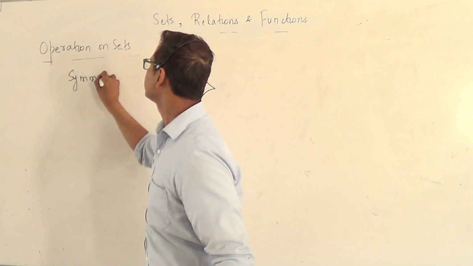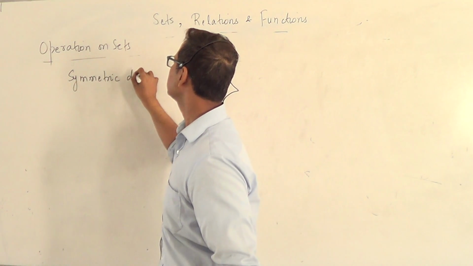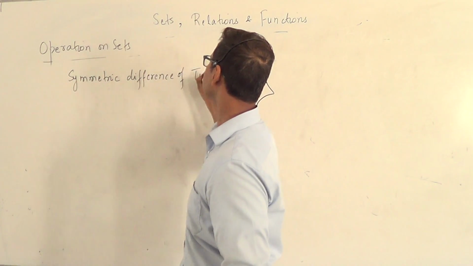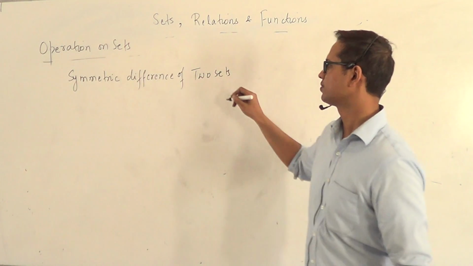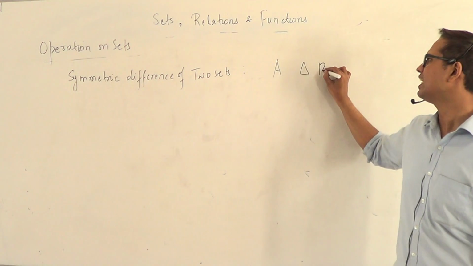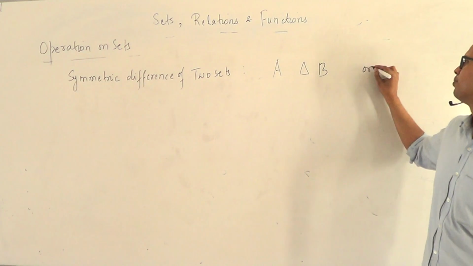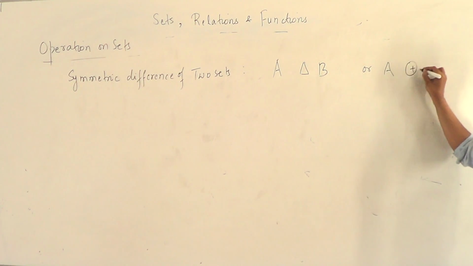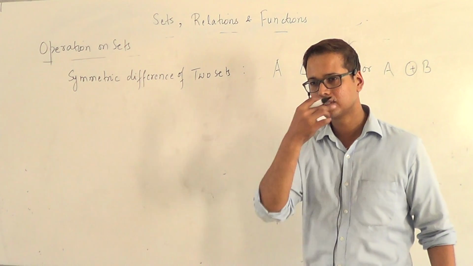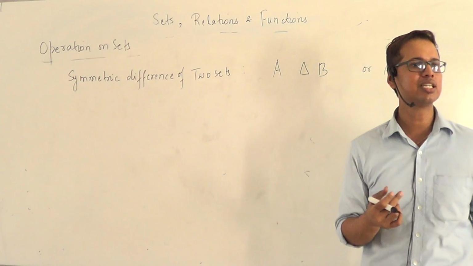Symmetric difference of two sets. This may not have been dealt with in school. Symmetric difference of two sets is written as A delta B. Some books will also represent it as this.